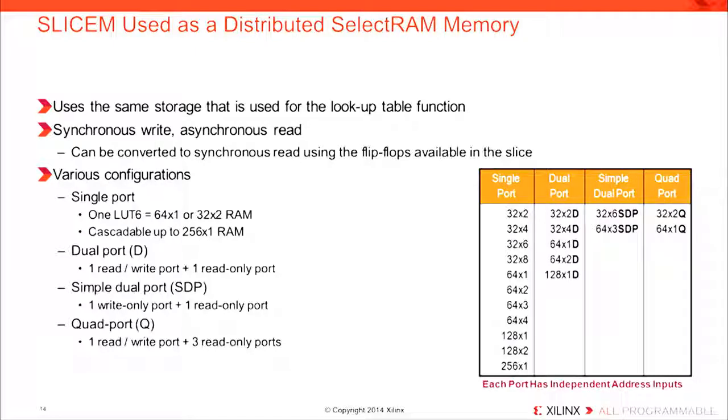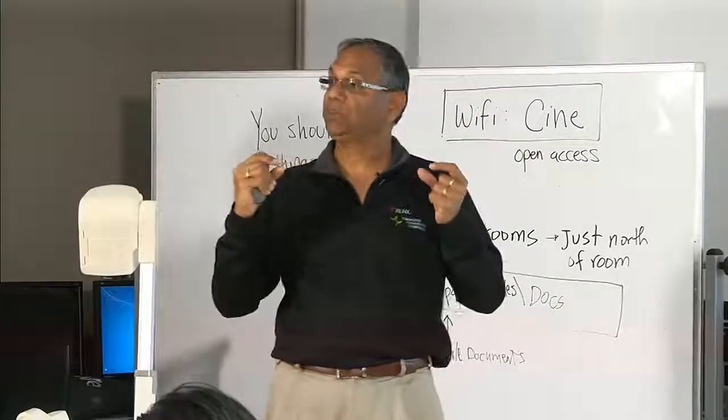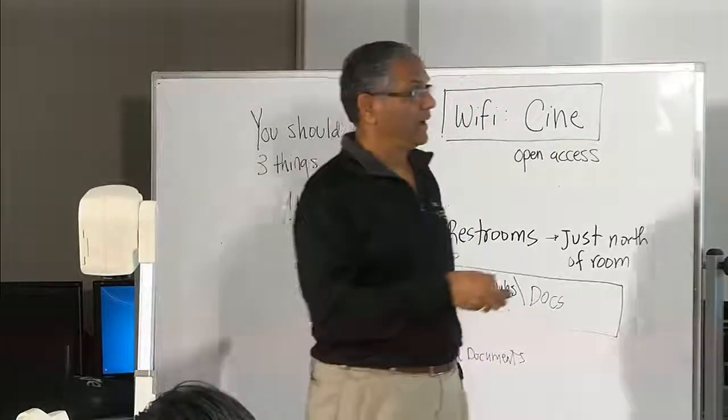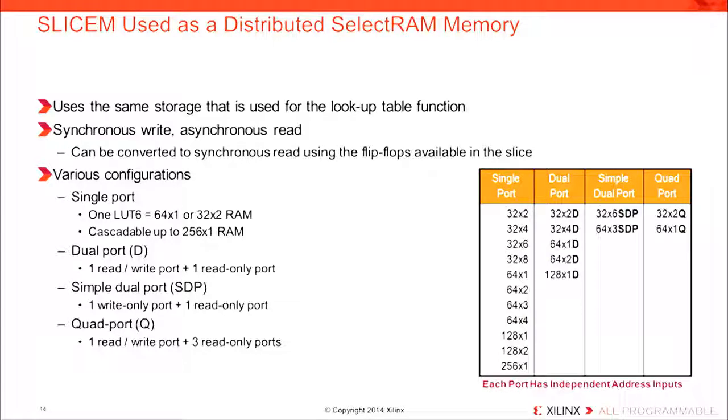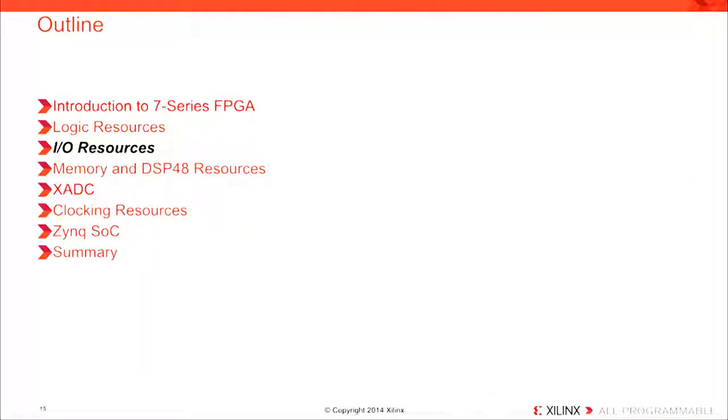Right? This distributed memory can be configured as single port RAM, which is your input and output, 1 port each. You can have dual port RAM, where you can have 1 read port and you have 1 write port. Okay, 1 read and write, and then 1 read only. You can have simple dual port, which is 1 write only and 1 read only, but they are 2 different ports. And when we say 2 different ports, it means they can be different sizes also. Okay, and then we have quad port, which is 1 read write port and up to 3 read only ports.